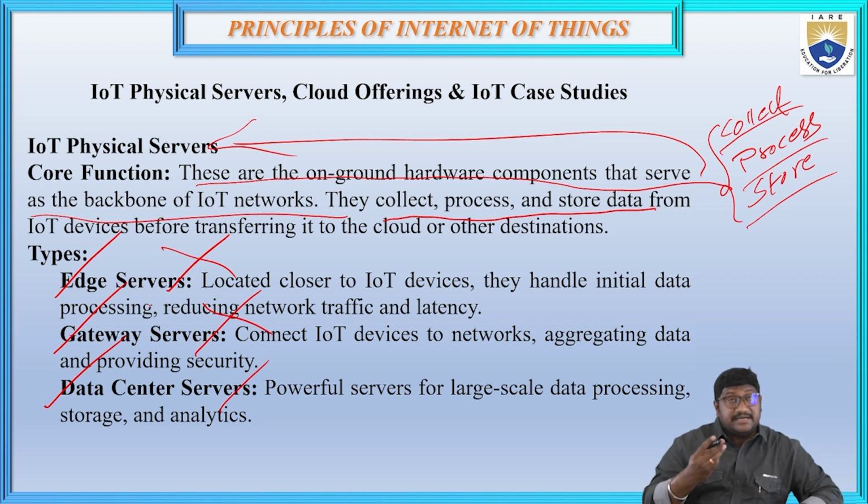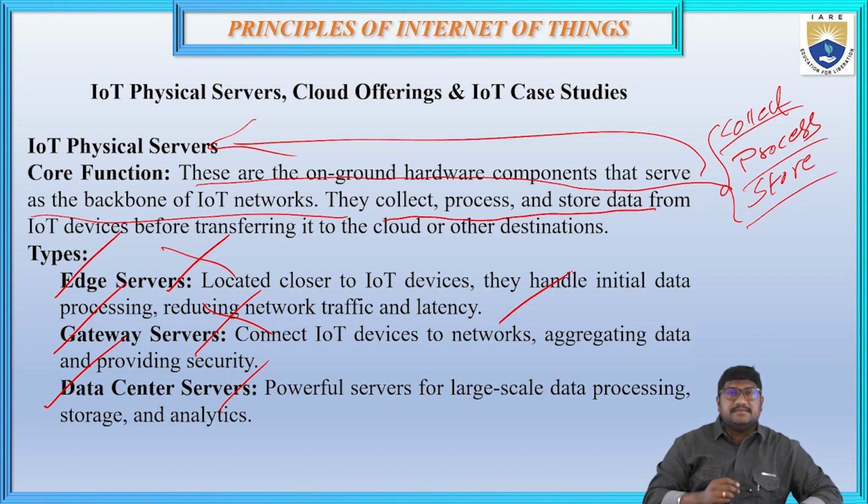These are the three different types of IoT physical servers which exist, guys. Coming to the first one, the edge server, which is located closer to the IoT devices, where we handle the initial data processing, which reduces the network traffic and latencies. That is what an edge server is.